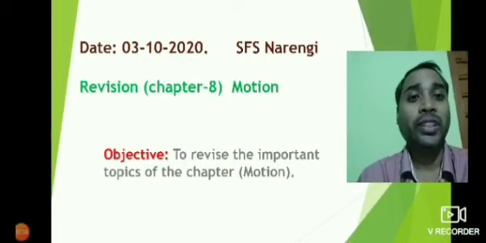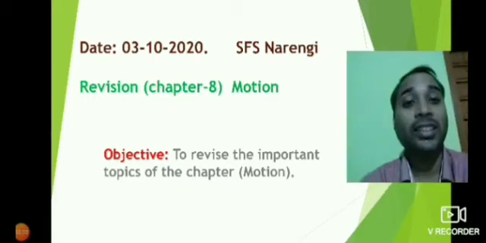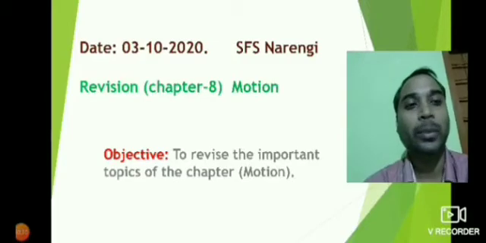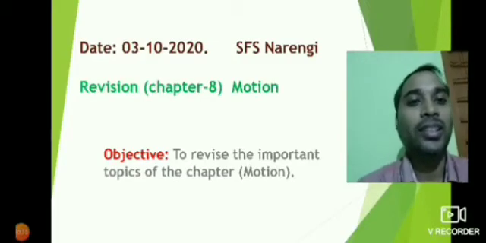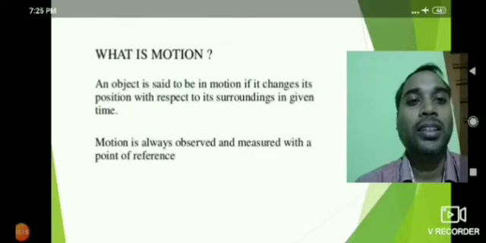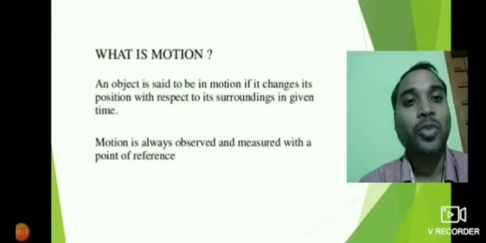So today we are going to revise chapter 8, that is motion. The objective of today's class is to revise the important topics of the chapter motion. So let's start the class. First of all, let us understand what is motion.